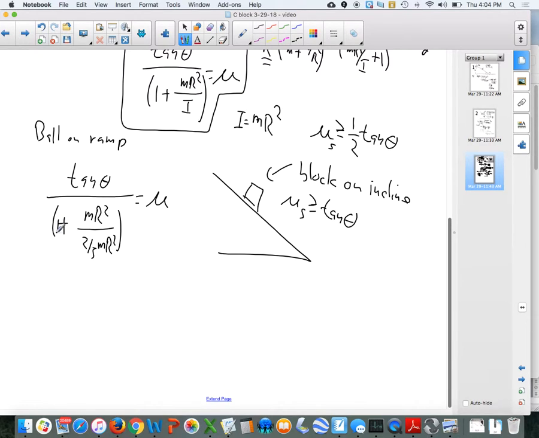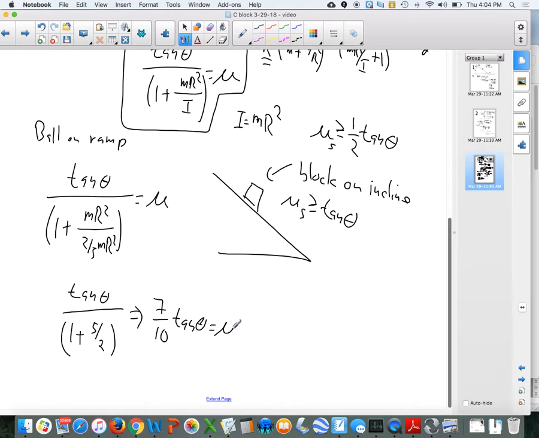So I should get 1 plus, so this would look like tangent theta over 1 plus 5/2, which would look like 7/10 tangent theta is equal to mu.